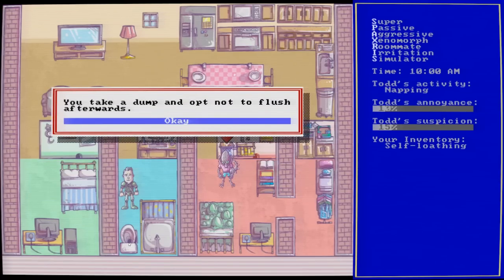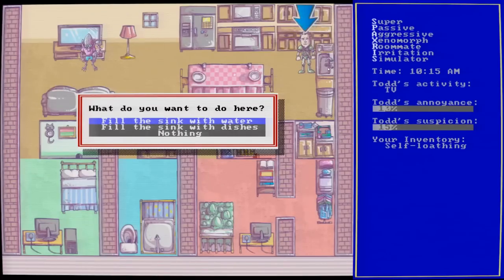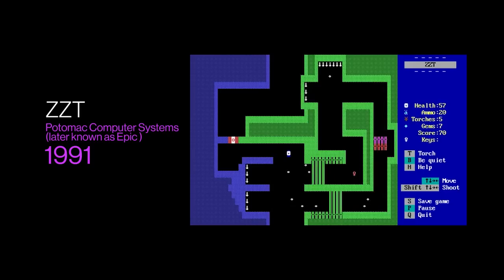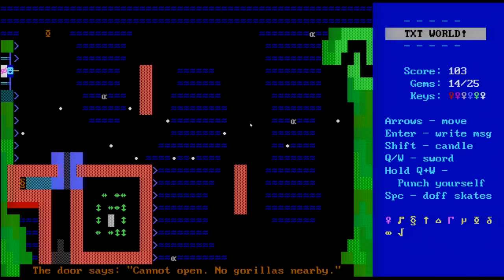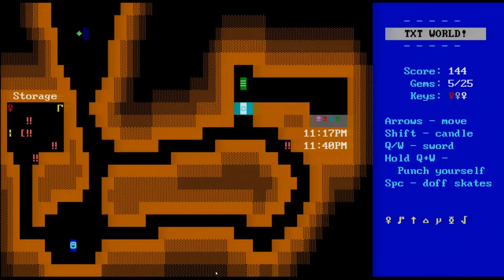Spaxtris, a game where you attempt to annoy your Xenomorph housemate enough to force them to move out, struck an irreverent tone Jim was satisfied with, while his love of Tim Sweeney's ZZT provided inspiration for the overworld. Text World would be the pace that held this new game together, a brave decision, considering how intimidating many players find ANSI dungeon crawlers. When I started doing prototypes of what I can do with this game, that was the one that I liked best.